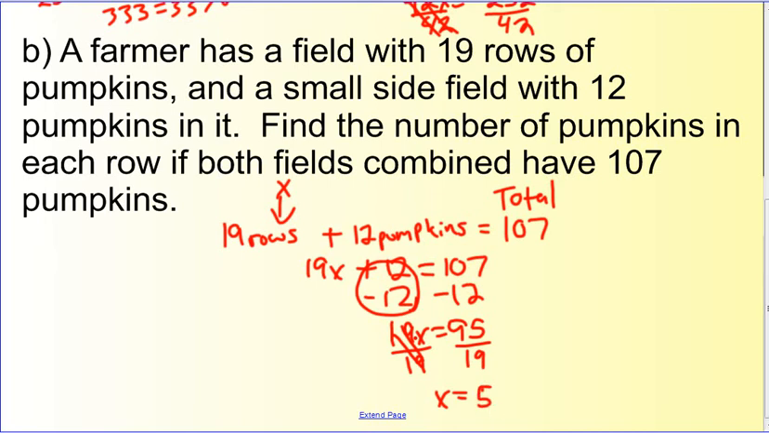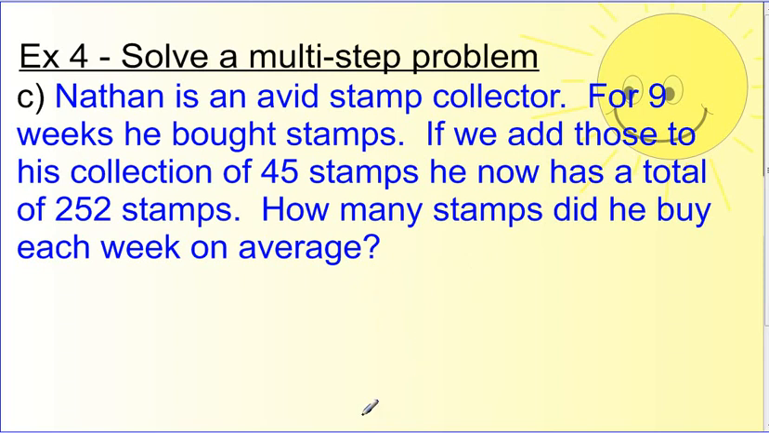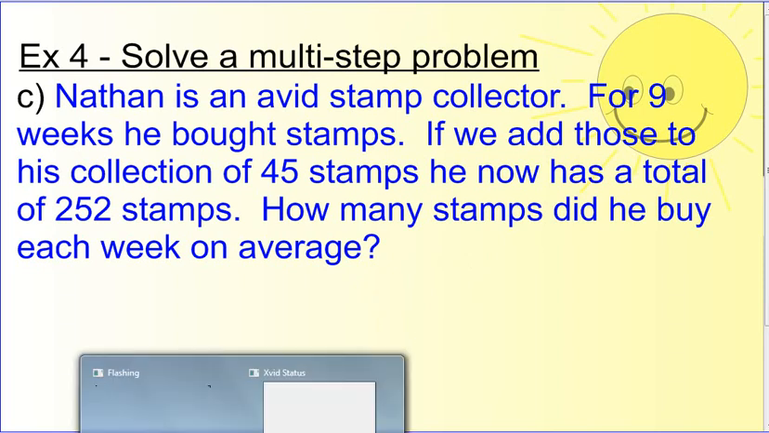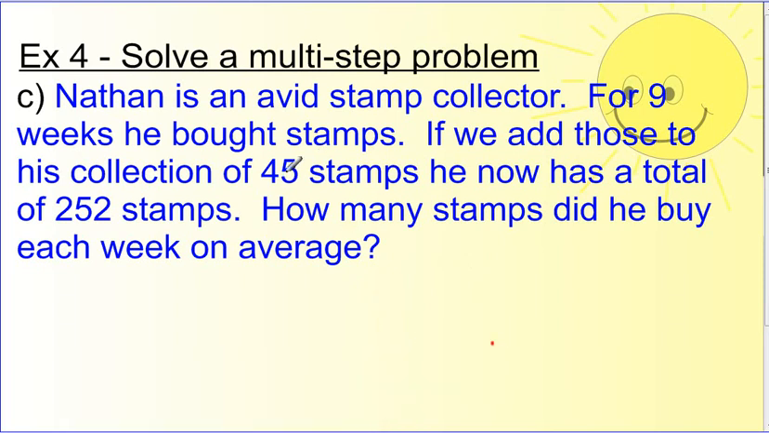Alright, got one more. The last problem here says Nathan is an avid stamp collector. For 9 weeks he bought stamps. If we added those to his collection of 45 stamps, he now has a total of 252 stamps. How many stamps did he buy each week on average? I would like you to do this one. Copy it down, do the problem, pause the video. When you're ready, hit play.